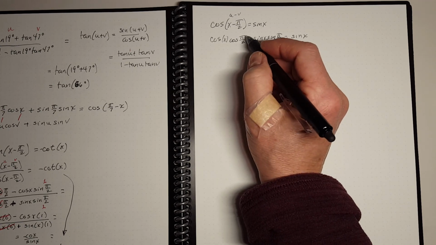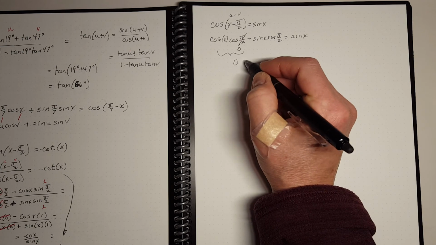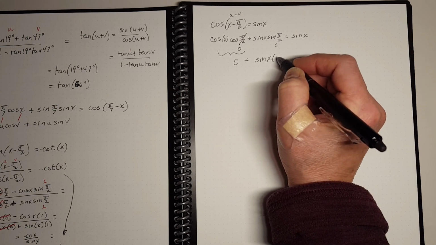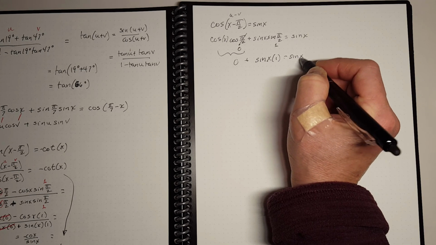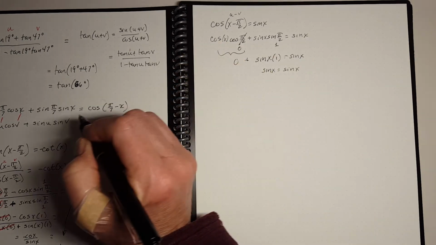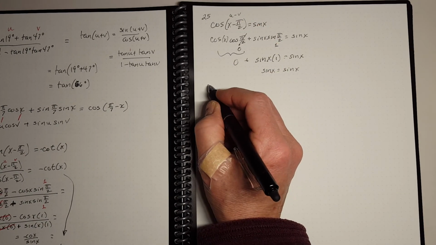And we know that cosine of pi over 2 is 0. So this whole term becomes 0, plus sine of pi over 2 is 1, plus sine of x times 1 equals sine of x. And so we have sine of x equals sine of x. So that's problem number 25. Sorry, I didn't write that down. And let's do one more in this video.